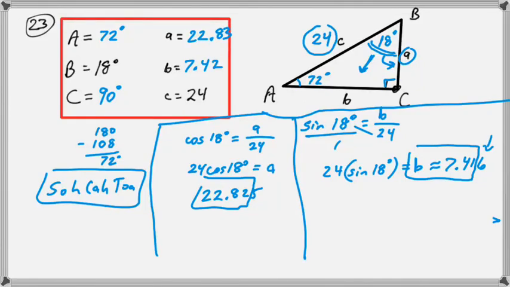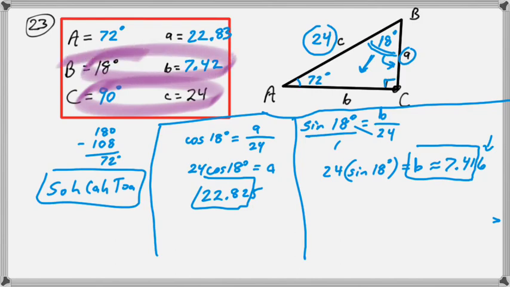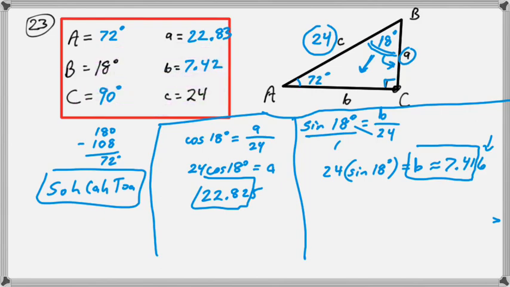Here's number 23. This is in section 9.1. These are where you have to solve the triangle. To solve the triangle, you have to get all three sides and all three angles. Sides are lowercase letters, angles are uppercase letters. Please verify that the biggest side is opposite the biggest angle and the smallest side is opposite the smallest angle. That's a check you should always do after you solve triangles.